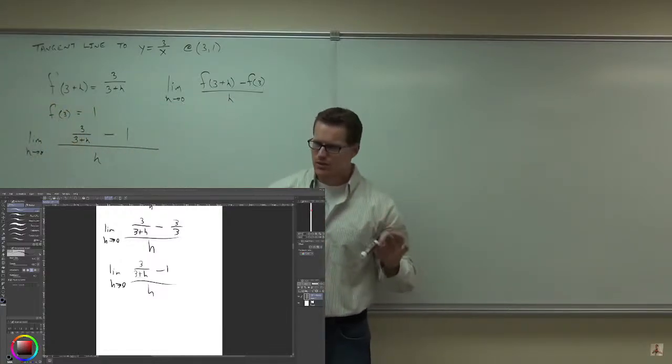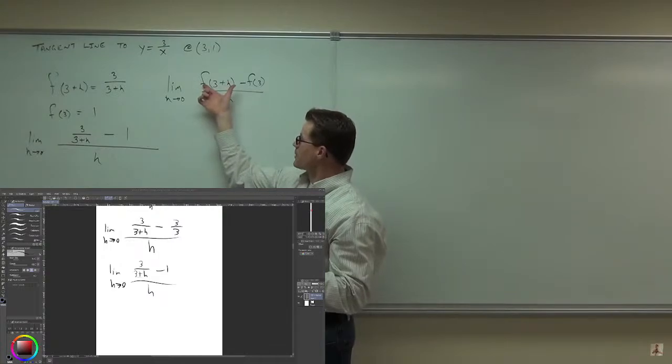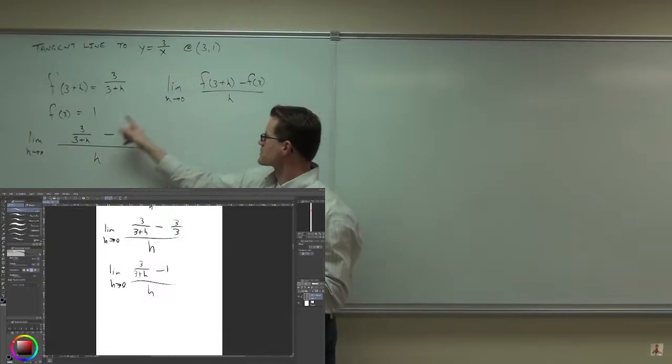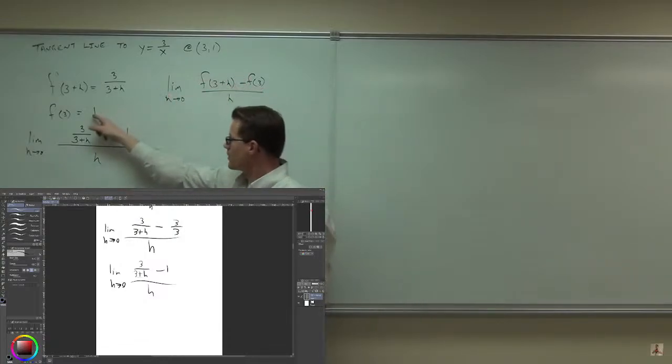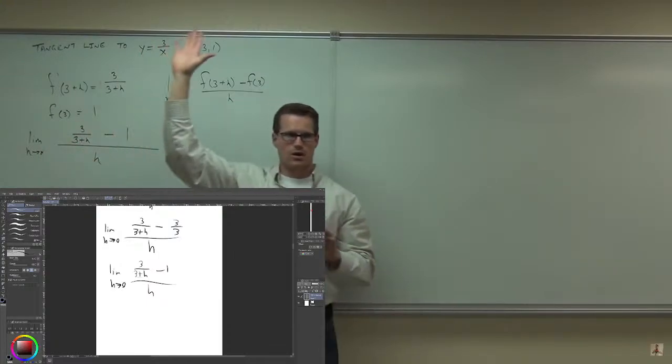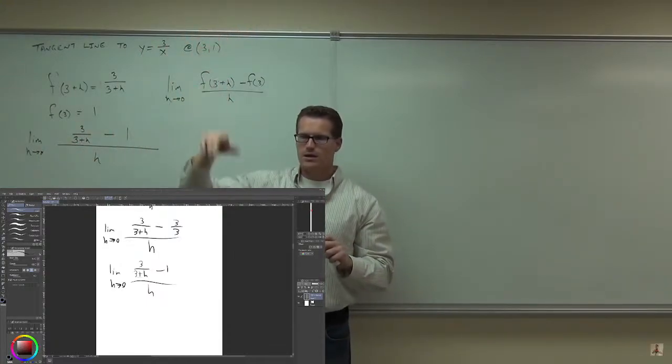So we've just made a little substitution. We have 3 over 3 plus h for f of 3 plus h. Minus f of 3, well, that is our 1. So here's our limit as h goes to 0. Raise your hand if you feel all right with that so far. Good, all right.